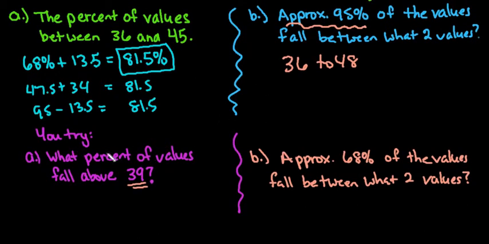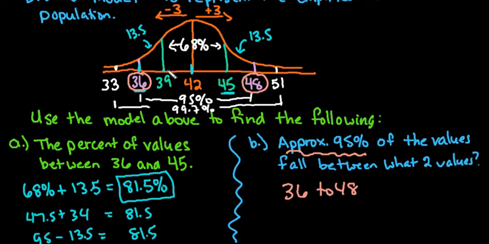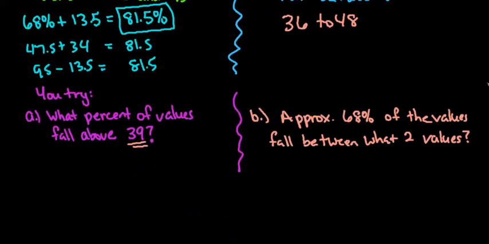All right, now that you have had a second to try this, we're going to look at the values here. So since 39 is here, we're looking for everything above this. The easiest way for me to do this is to see that I know that 50% of our values fall above the mean. And I know that this part right here, there's 34%. So the way that I would do this is I would take 50 plus 34, and we would get 84%.